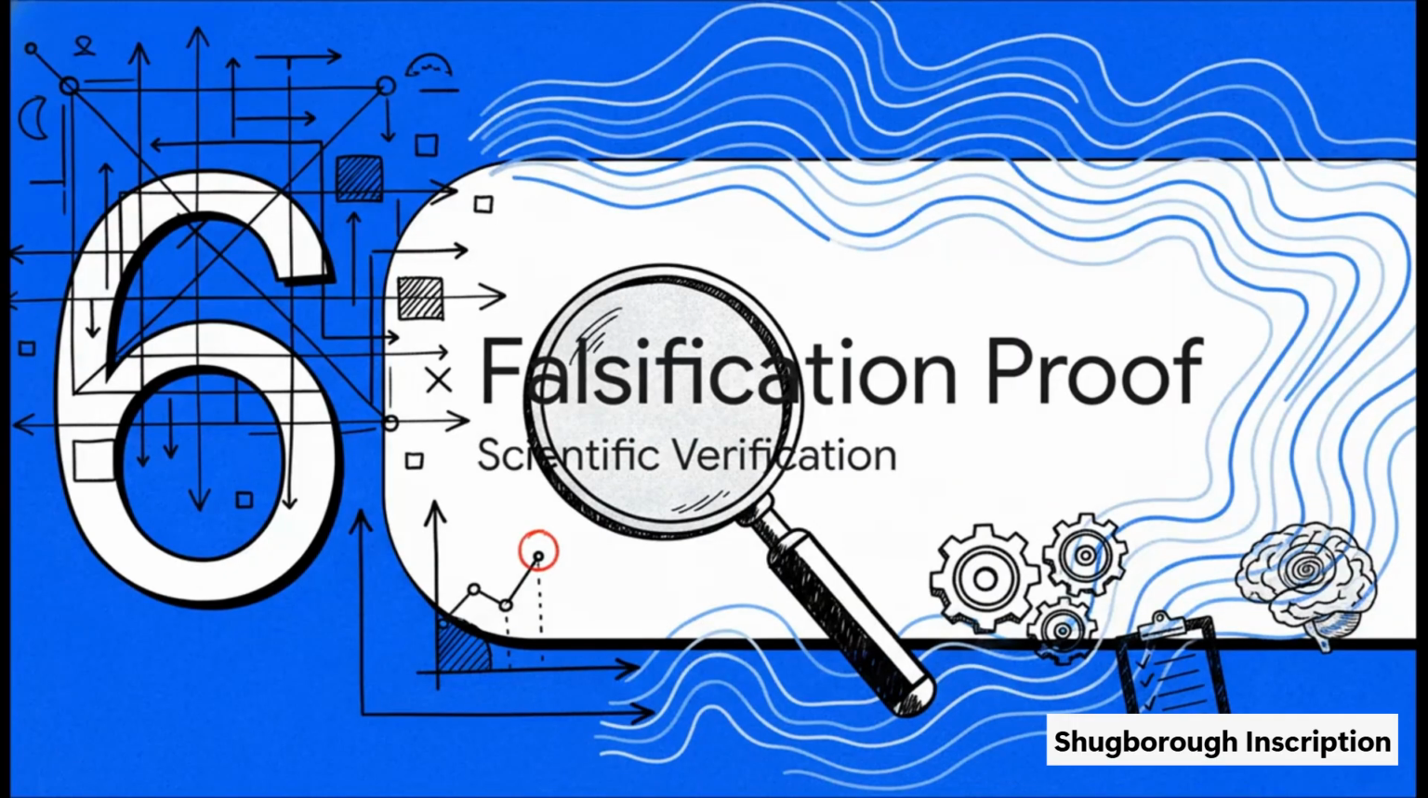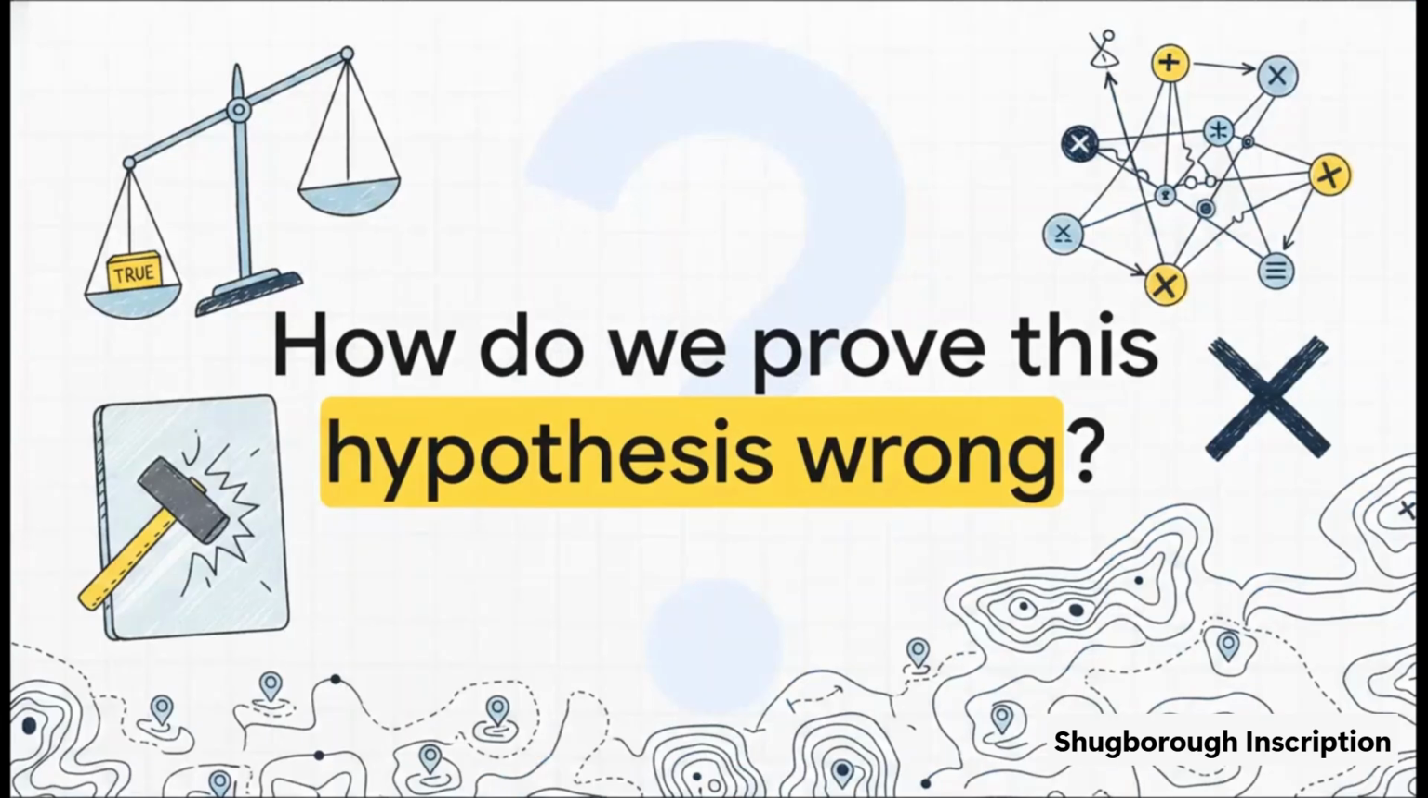Section 6. Falsification and scientific proof. And this is exactly what makes this a serious scientific model. It doesn't just ask us to blindly believe it, it provides the exact parameters required to prove it wrong. This is the hallmark of real research. A true scientific hypothesis must have falsification criteria. That just means there have to be clear ways it can fail under testing. Because if a theory explains everything, it actually explains nothing.